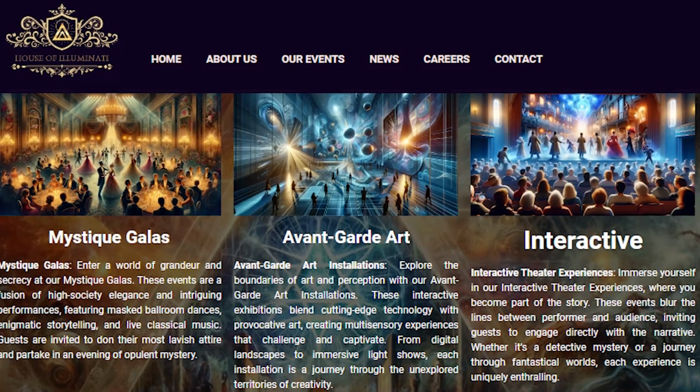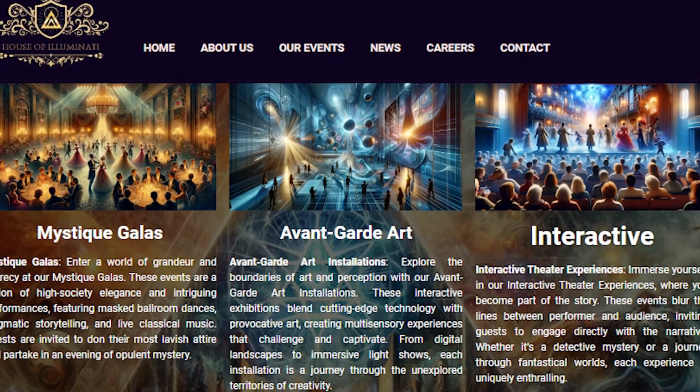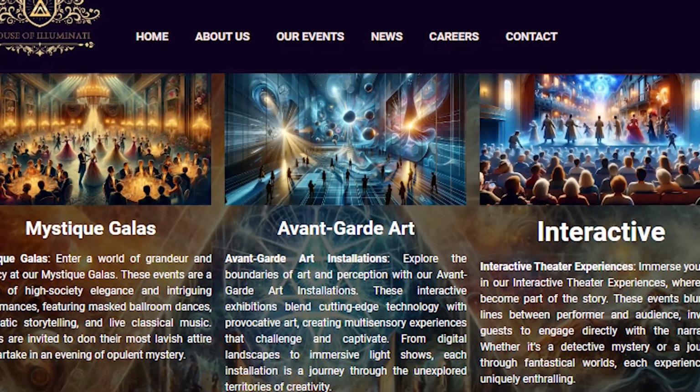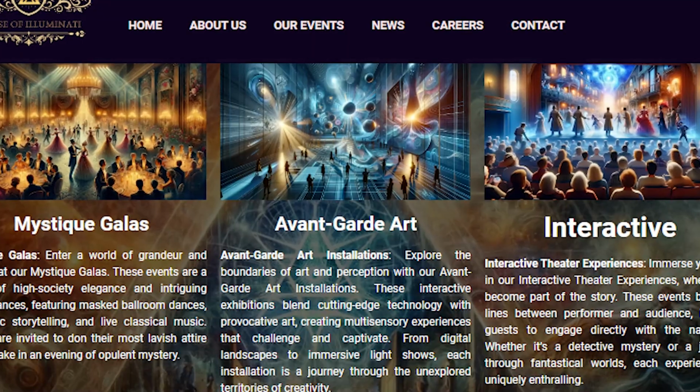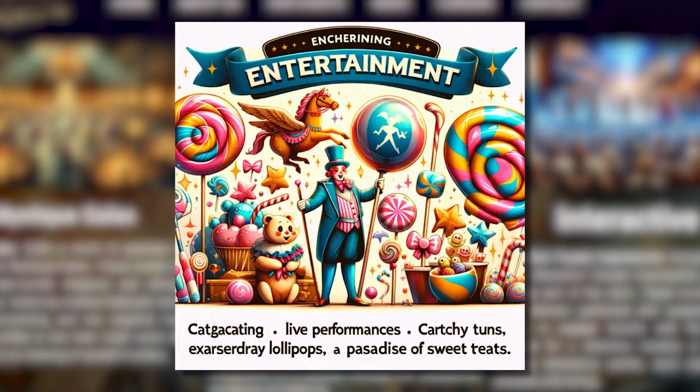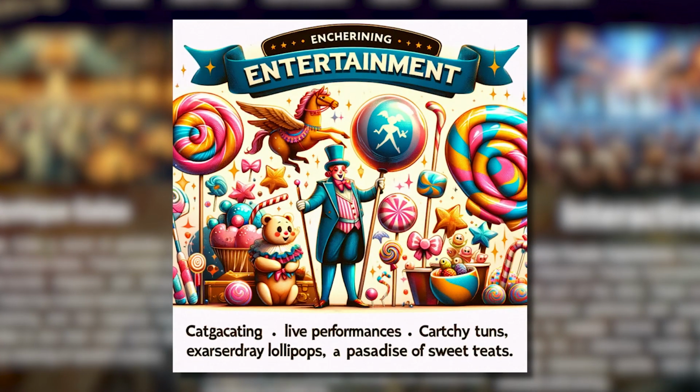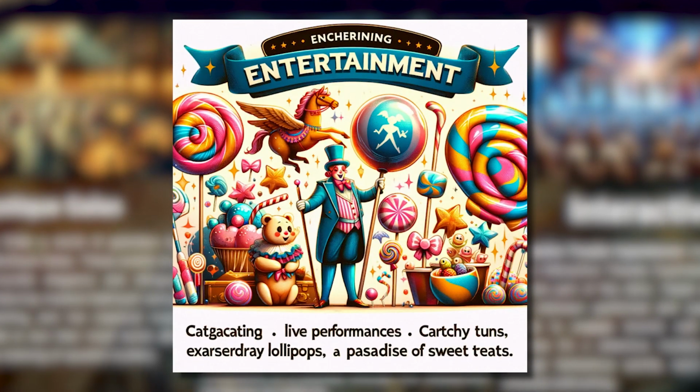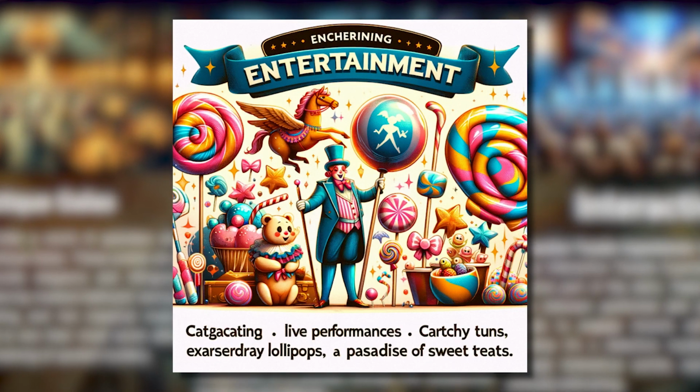The event was put on by a company called House of Illuminati, a company that, as it turned out, had one single employee, but we'll get to that later. Here's a promo image for their events. Notice anything unusual? This is a great example of AI really struggling with text, one of its current weaknesses, thankfully.